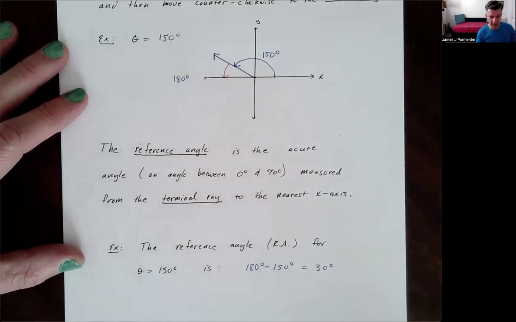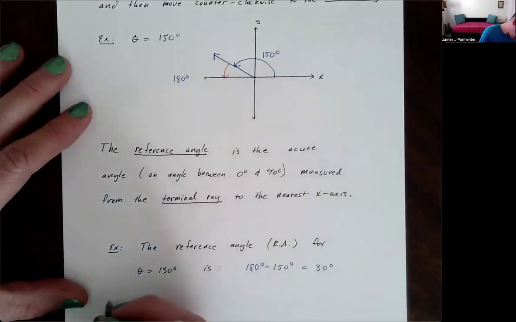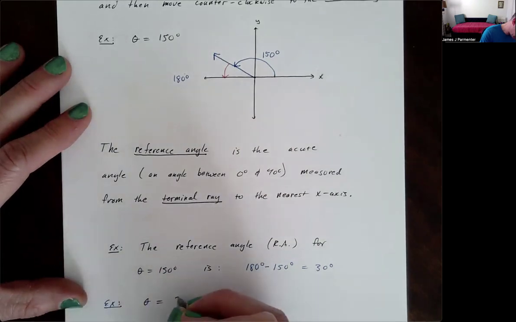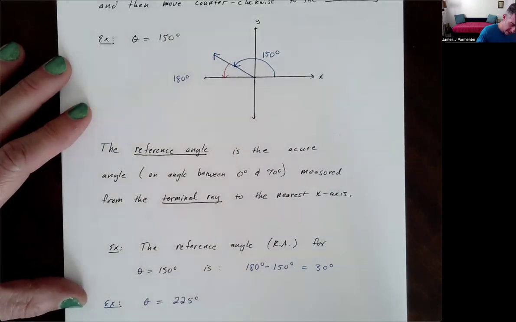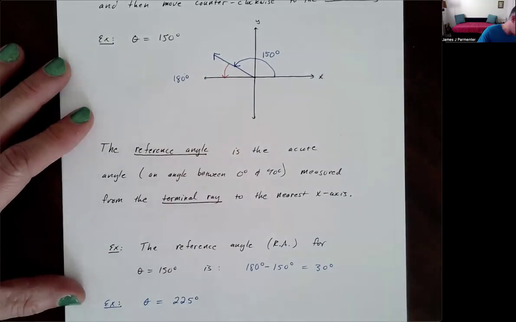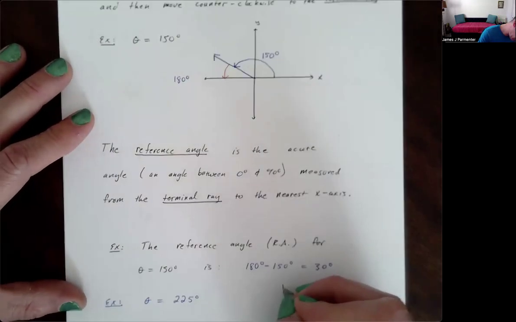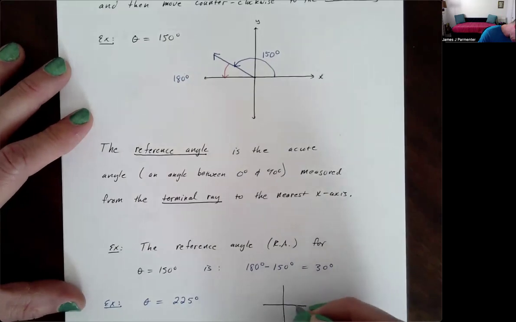Let's throw another example in there real quick. If my angle was, say, 225 degrees, then I should use a different color, but I don't have another color. So I'll just draw it over here real quick. If my angle was 225 degrees, then I would go all the way around to here, ending in quadrant 3. So there's my actual angle.